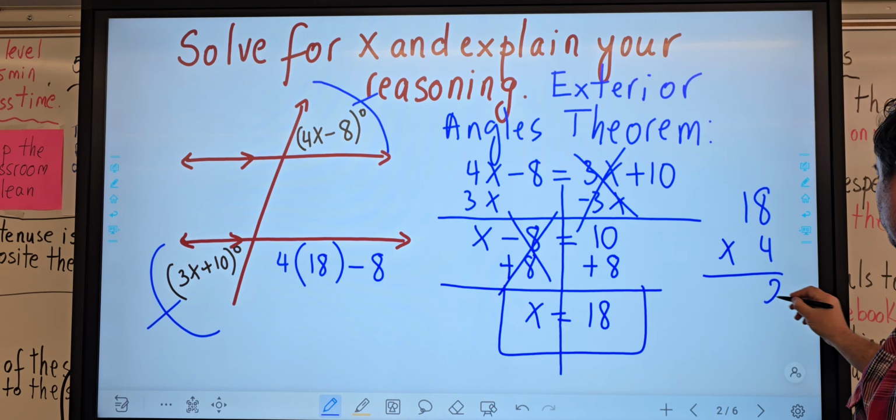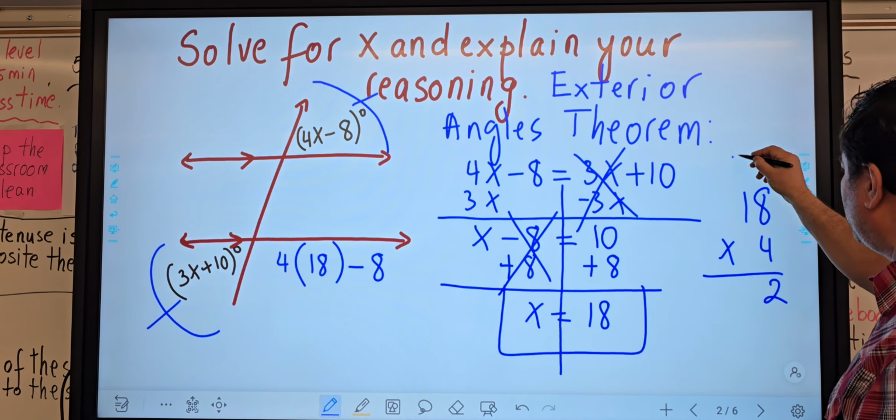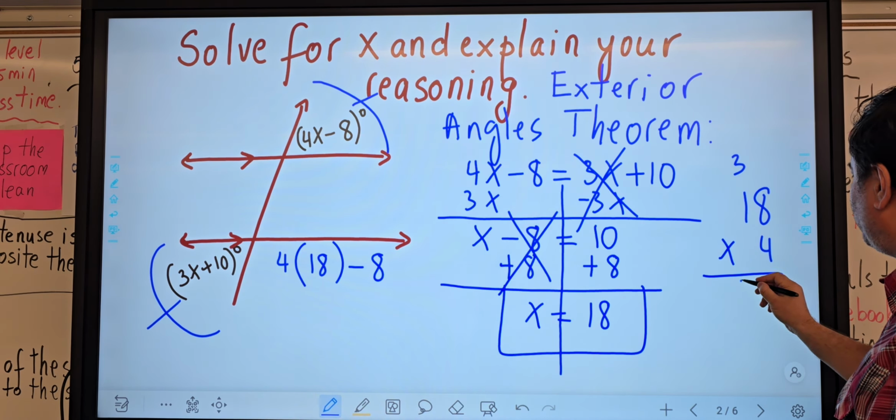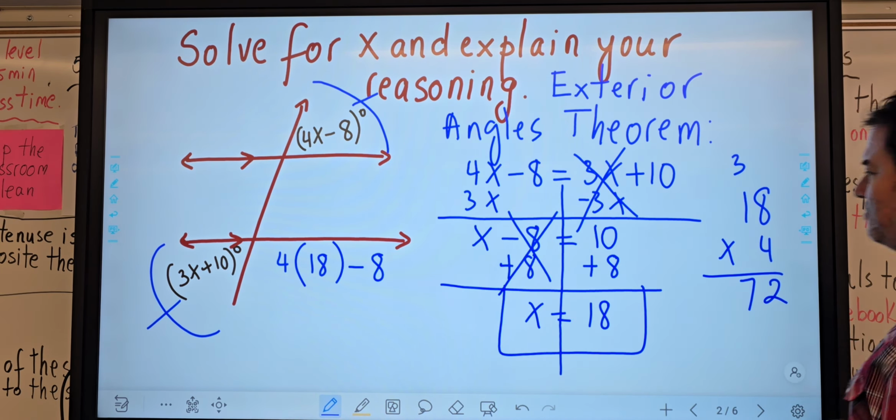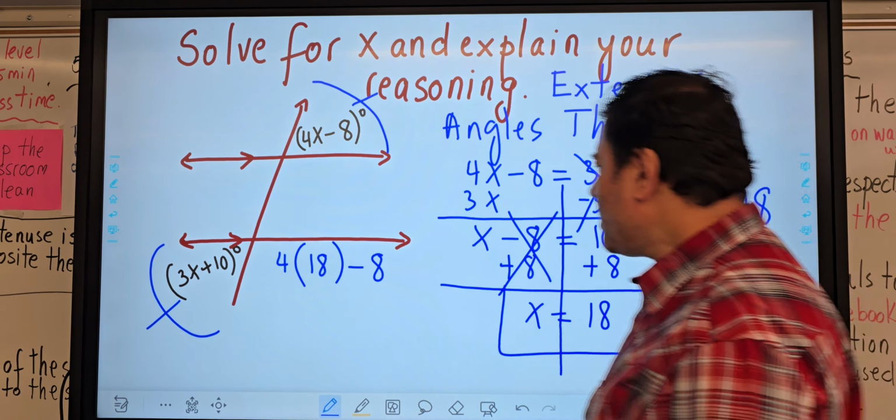And now, if we want to also get the degree of that angle, we have to multiply 4 times x. So 4 times x, which is 18, minus 8. And let's multiply 18 times 4. 4 times 8, 32. 2 carry the 3. 4 times 1, 4 plus 3, 7. 72 degrees. So we have 72 minus 8.